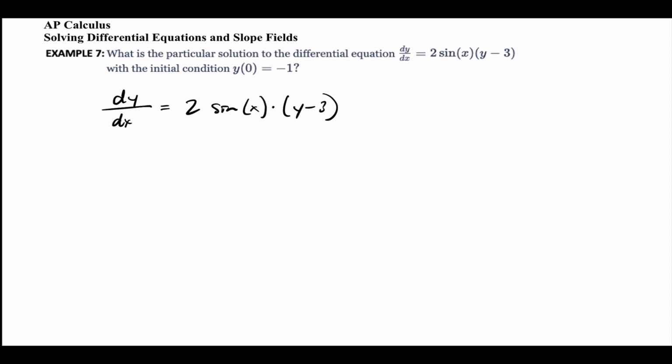Same steps. Everything with an x, get to the right. Everything with a y, get to the left. Multiply both sides by dx. I'm going to do it at the same time here. Save some time.